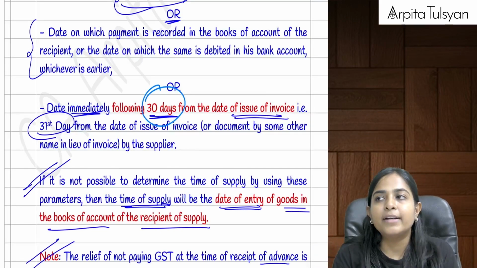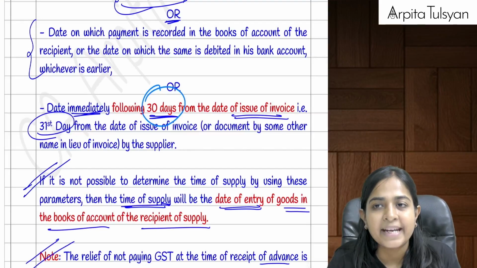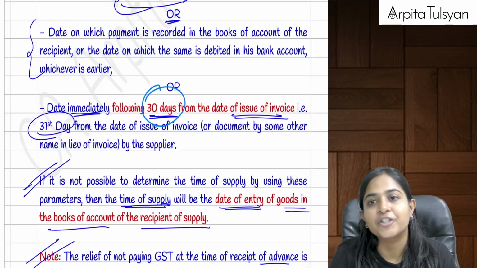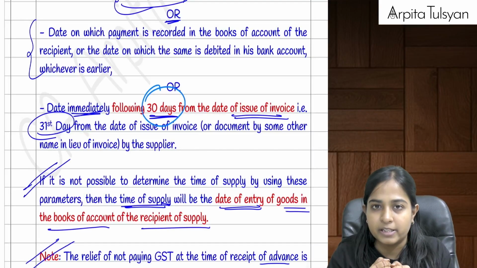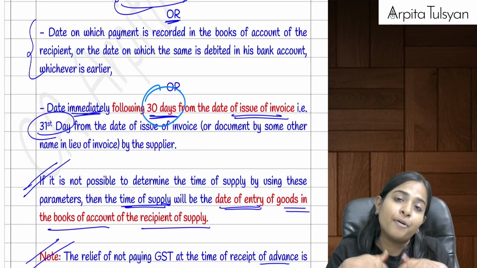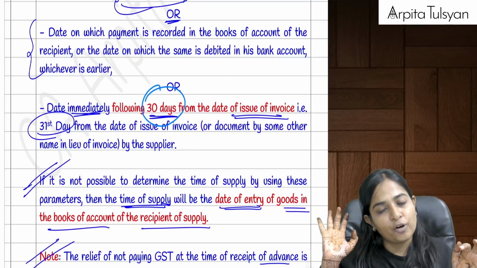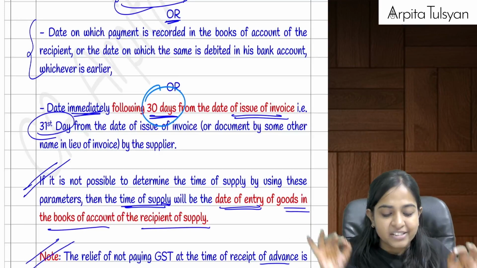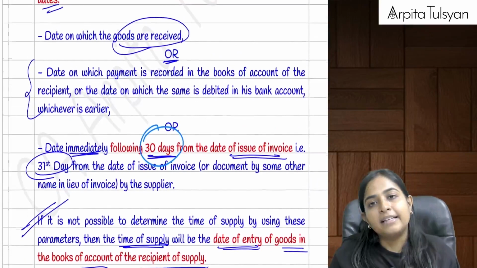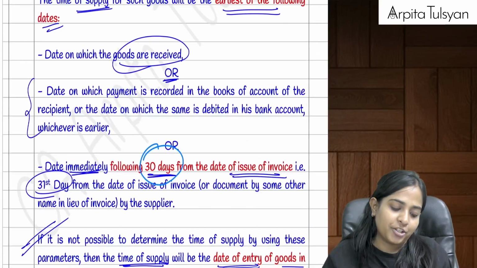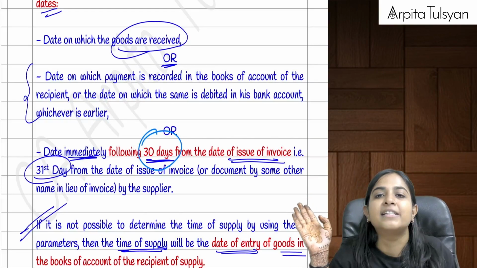Everyone here, don't look in the book. Try to recollect, try to remember. In case of time of supply, in case of goods, in case of reverse charge, think from the recipient point of view: the date that person is receiving the goods, or the date of making the payment, or the 31st day from the issue of invoice. Out of these three dates, whichever is earlier will become the time of supply in the case of goods under reverse charge. Let's say if there is a possibility we are going to receive the goods late.